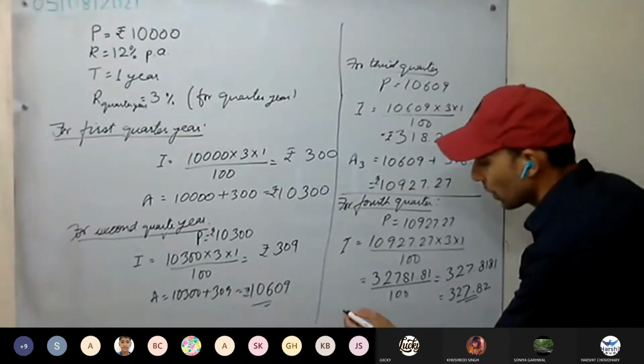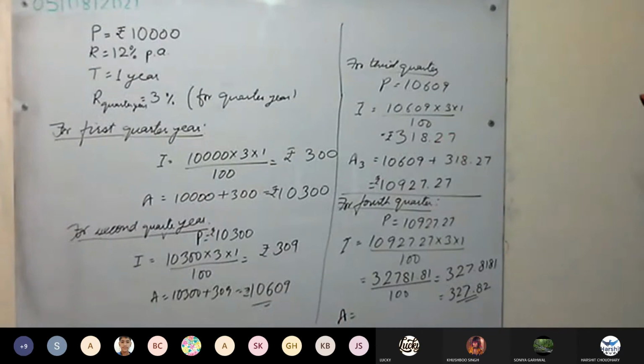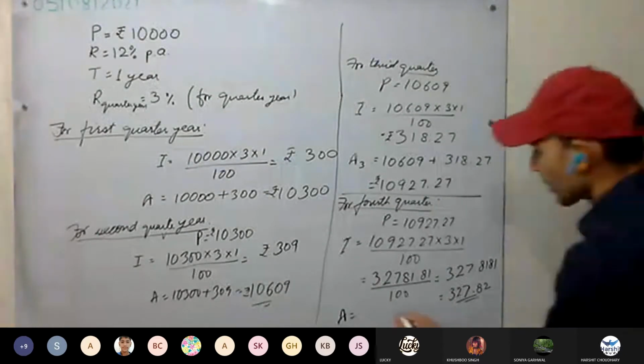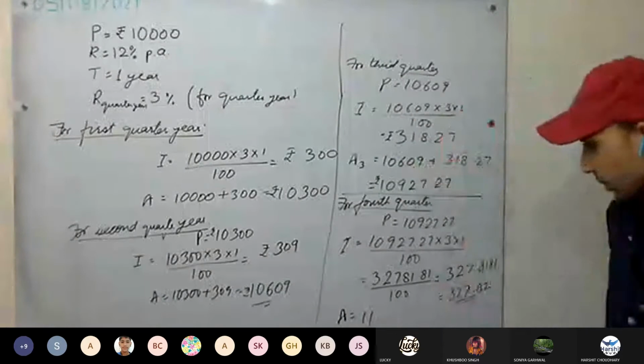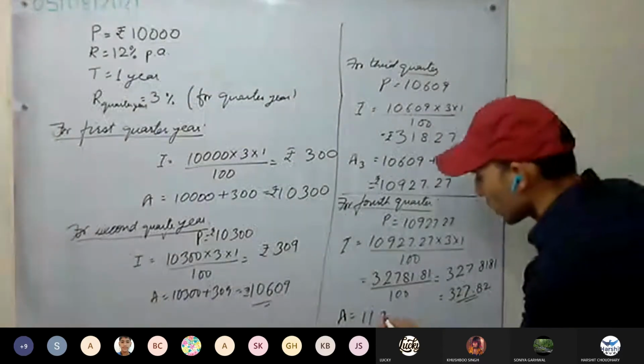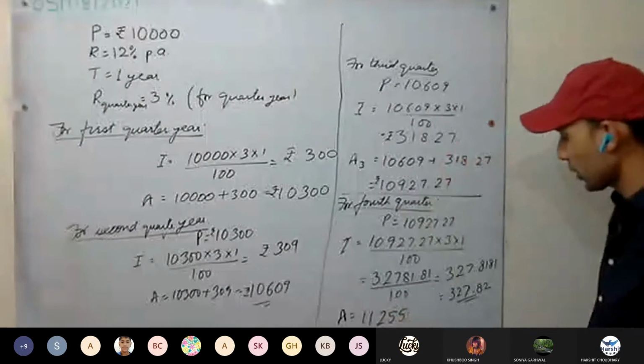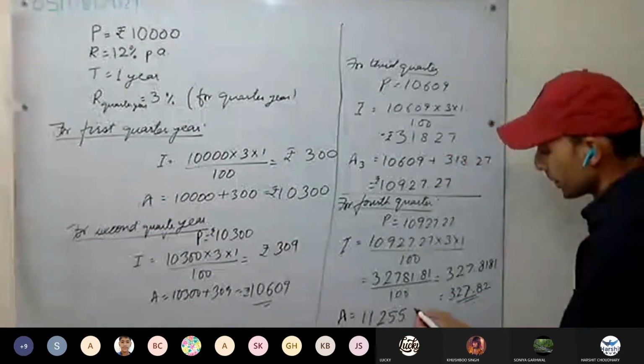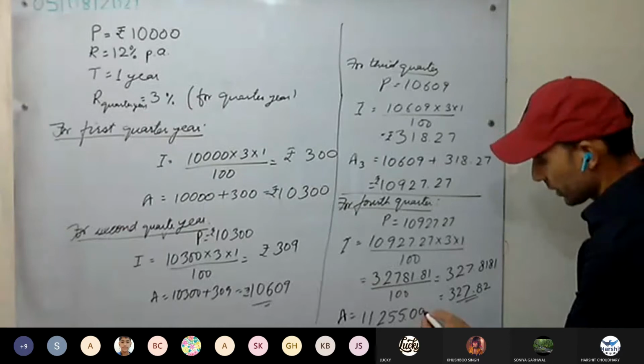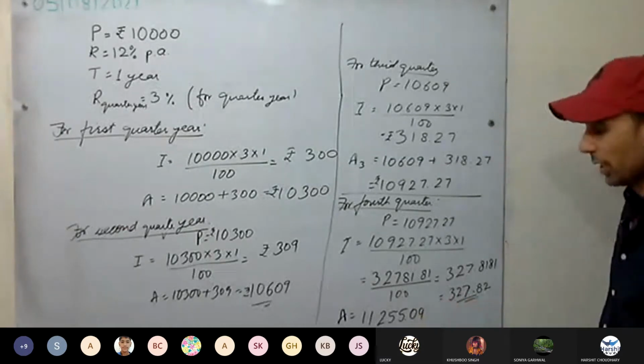Okay. So what will be the amount? 11,255.09. Okay, 0.09. So this is the amount. Okay. This is the amount.